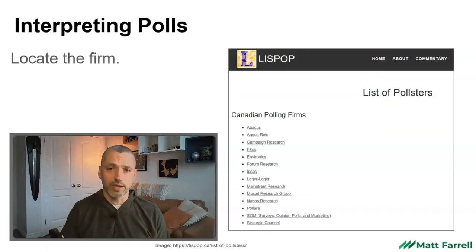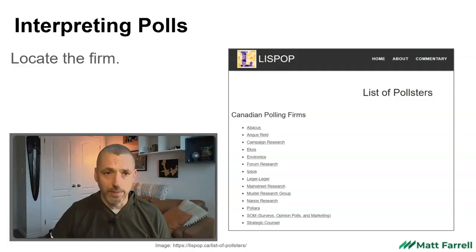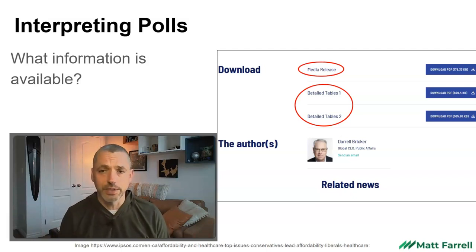Then locate the polling firm. The Laurier Institute for the Study of Public Opinion provides a list of Canadian polling firms. You can jump right to the firm's website from here. Once you do, locate the different firms. This is Ipsos by Daryl Bricker.